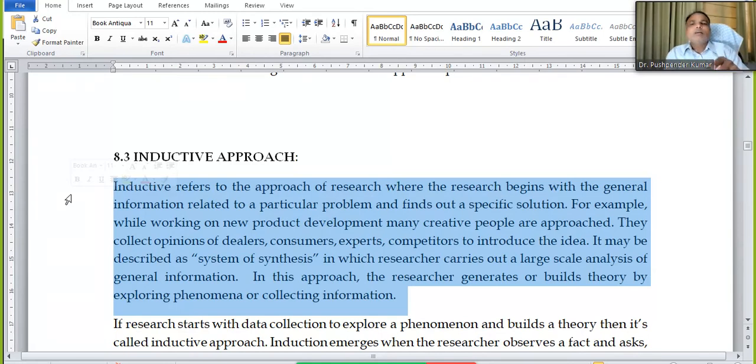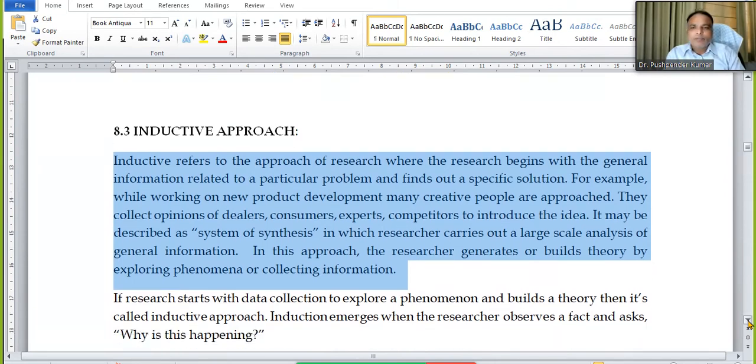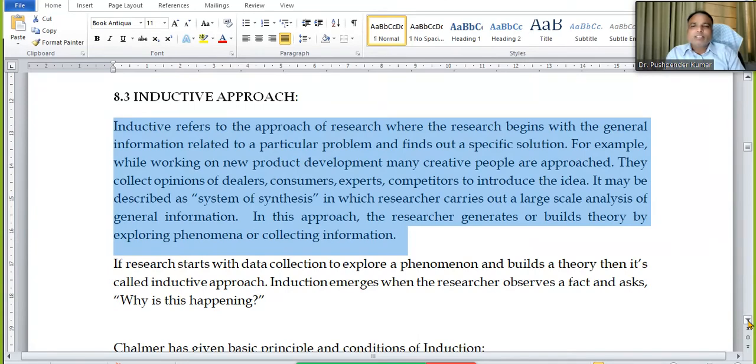So why does this logic work here, why is it not working in another community, how does this community behave, how does it communicate, how does this community or society react, why do people behave in a certain manner? So you need to develop a particular theory or logic. It's very difficult, but if you are able to develop it, it's going to give you a lot of weightage. So here you can see it starts with data collection to explore a phenomenon and build a theory.